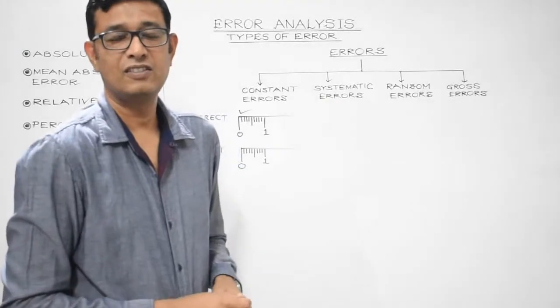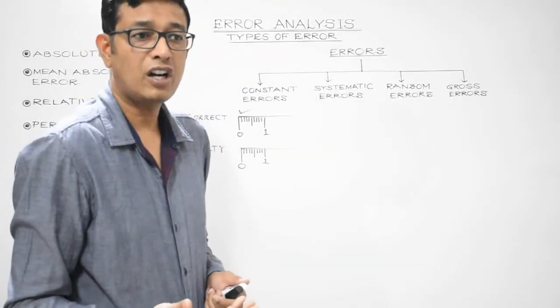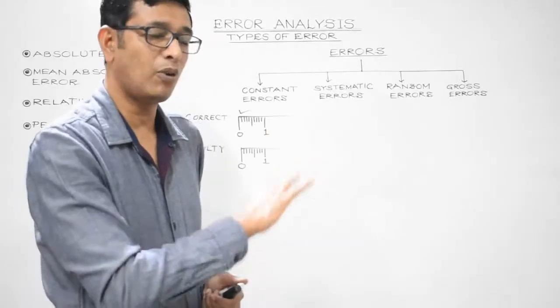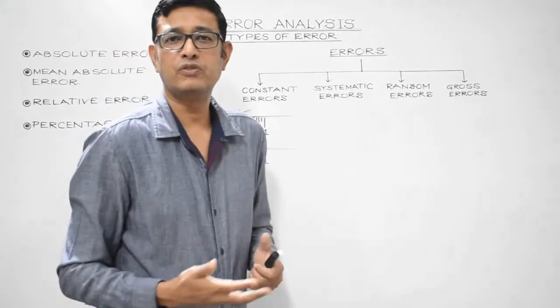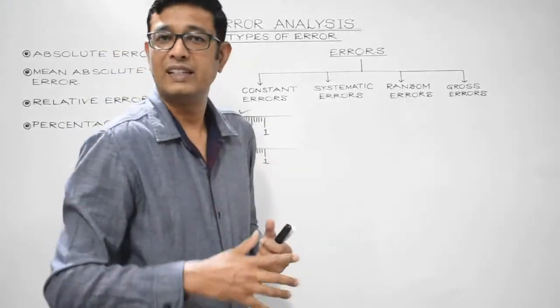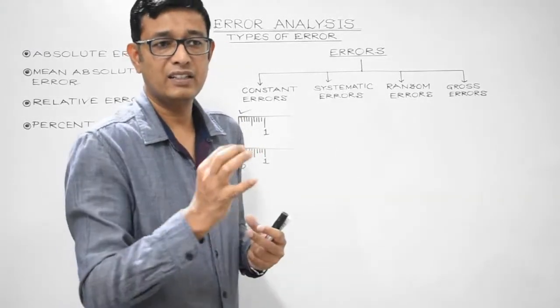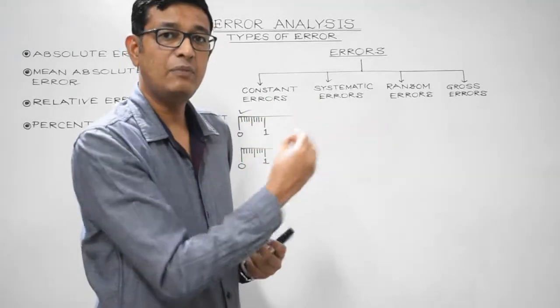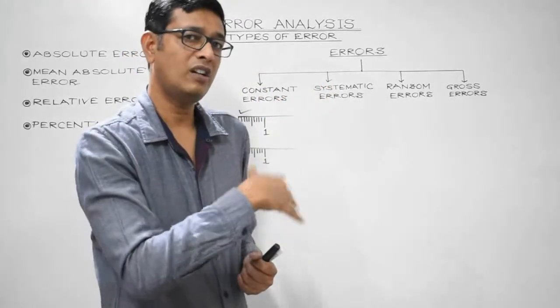Systematic errors. These are those errors which are of the same sign, either positive or negative. In the subsequent lecture, we will discuss vernier calipers, screw gauge, their positive zero error, negative zero error, then their corrections. So if the errors have the same sign, then they are known as systematic errors, either positive or negative.